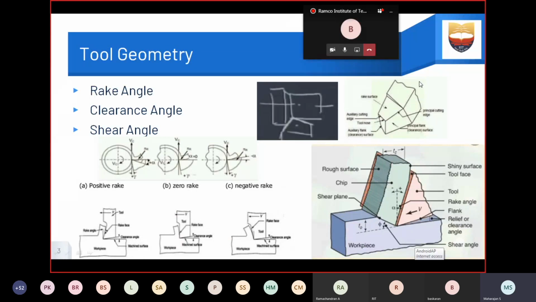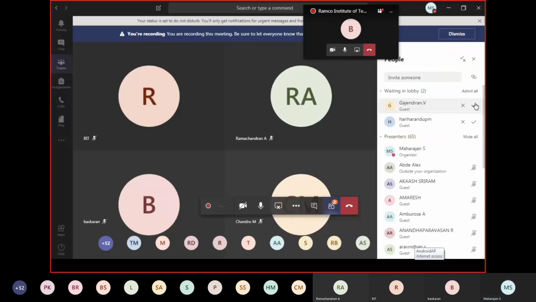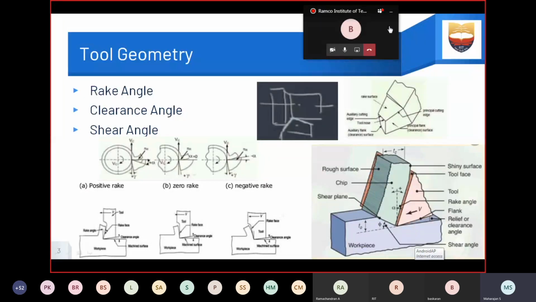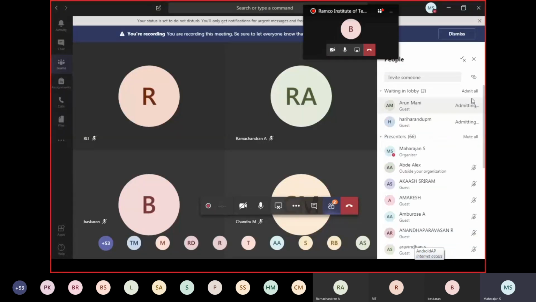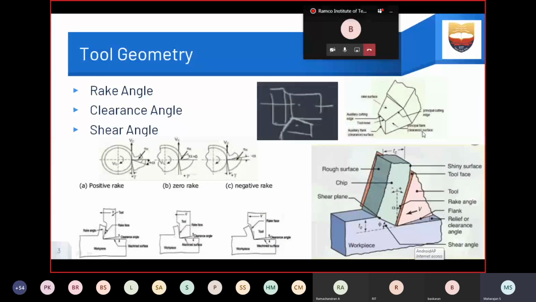Here in this view, we can see this is the rake face of the tool. This is the flank face of the tool. Here you have the principal cutting edge angle, and here you have the auxiliary cutting edge angle.